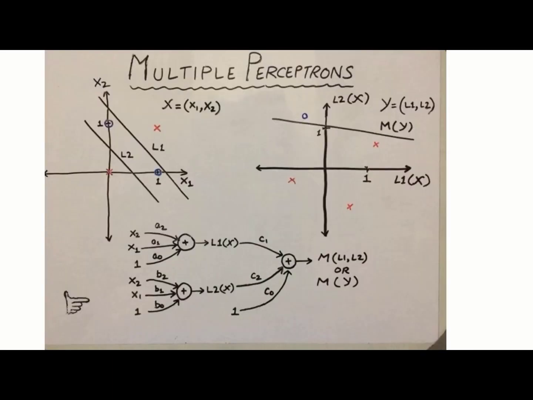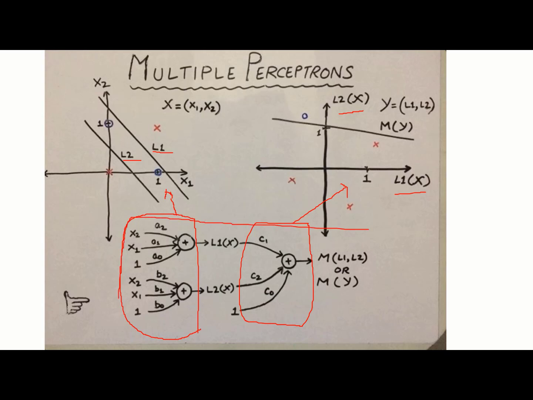Therefore, we can match the two layers with the two levels of learning. So this first layer corresponds to the computation of the two perceptrons L1 and L2 in the original data space, or the input space, and the second layer corresponds to the further processing of the perceptrons L1 and L2 using a single perceptron in this particular case. And that's how we are going to describe the learning problem using a two-layer network.